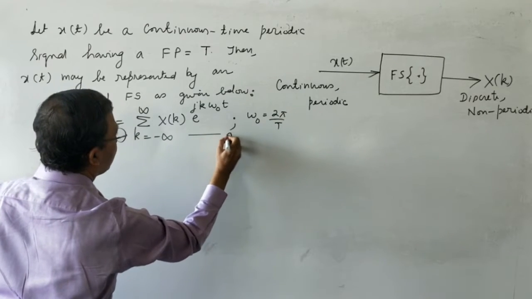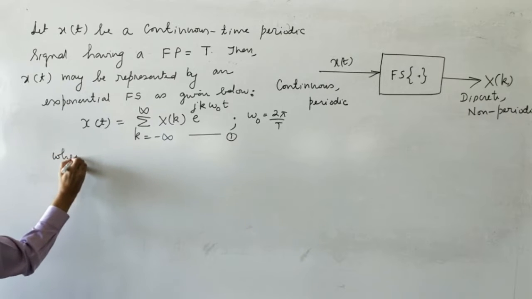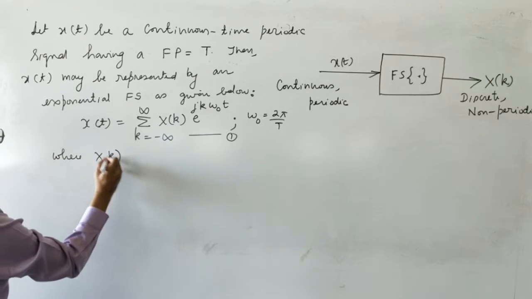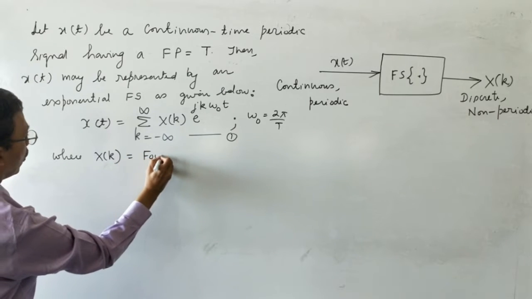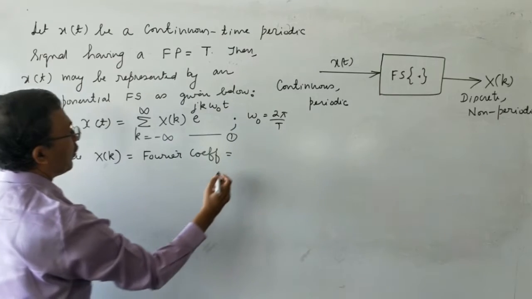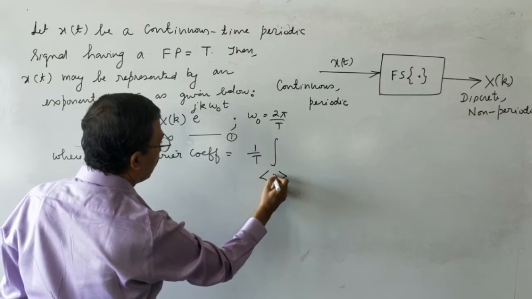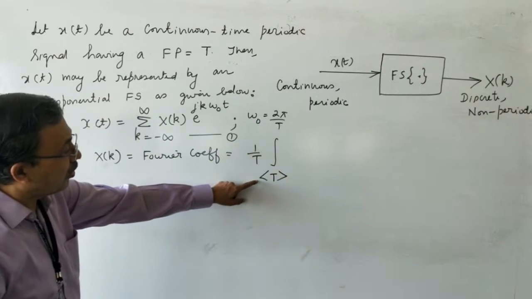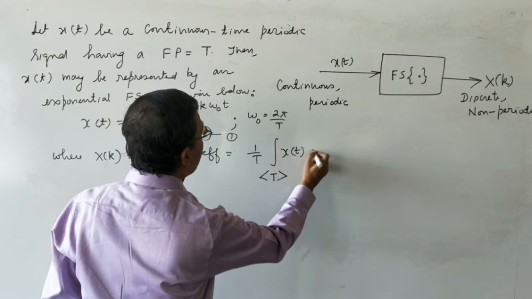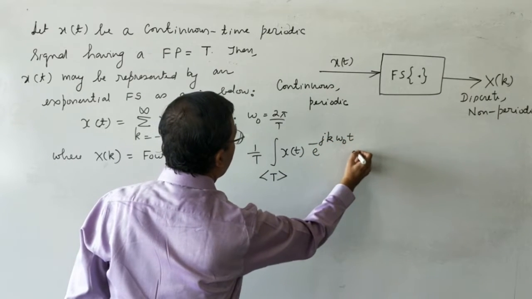This is equation 1, where x of k equals Fourier coefficient and is given by the formula 1 by T integration over one period. The symbol means integration is over one period. X of t into e to the power minus jk omega naught t dt.